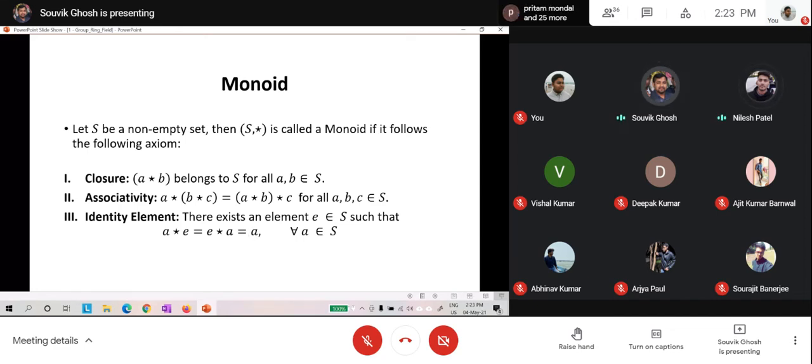That means for a monoid, you have to check whether this is a groupoid or not. If it is a groupoid, then you have to check whether it is a semi-group or not. If it is a semi-group, then you have to check whether there is an identity element or not. If you can find one identity element in a semi-group, then you say this is a monoid. And from this structure you can check that a monoid is always a semi-group, and obviously then it will be a groupoid. Is it clear?